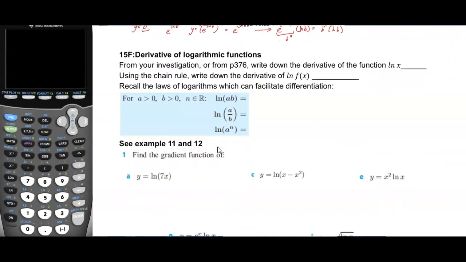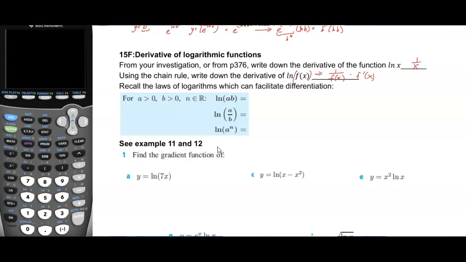15F, derivative of log functions. Okay, so from the investigation, we found out that the derivative of natural log of x is 1 over x. Using the chain rule, write down the derivative of natural log of f of x. So if we have a function inside of a function, then we know that the derivative is going to be 1 over the inside function multiplied times the derivative of the function. So this is our chain rule for natural log.